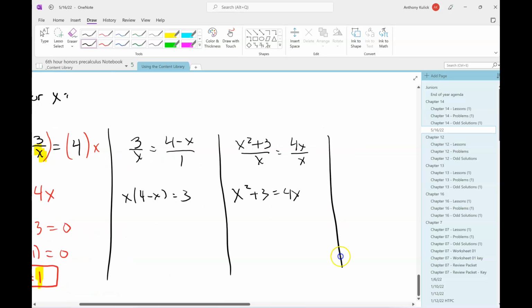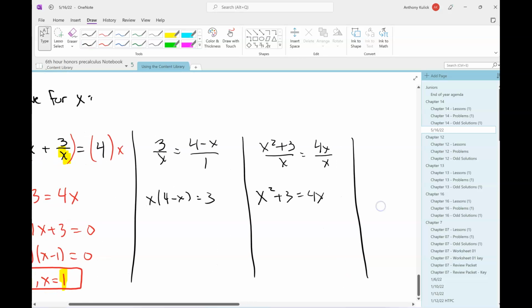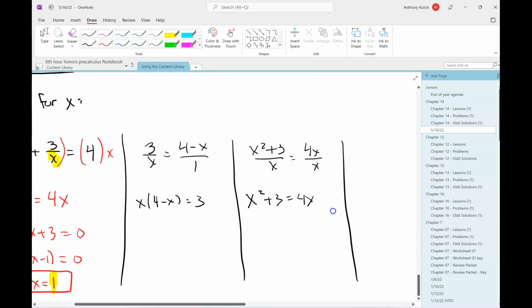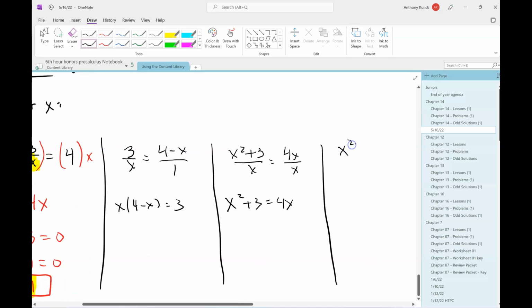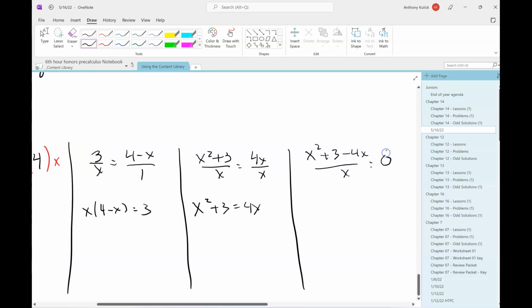And then the other thing you could do is move everything onto one side and make a common denominator, so that it's equal to 0. Again, you can just take the numerators and set them equal to each other, and you're done.